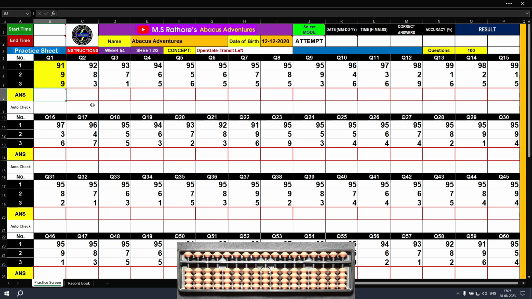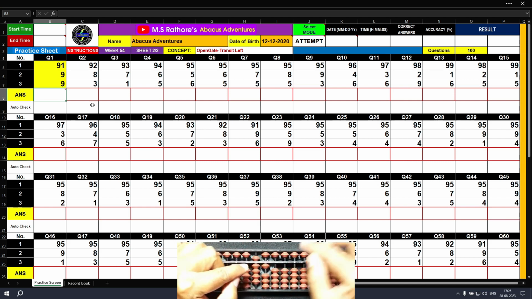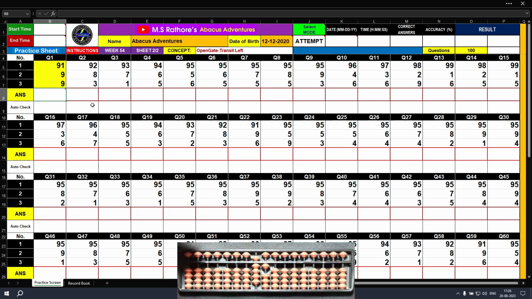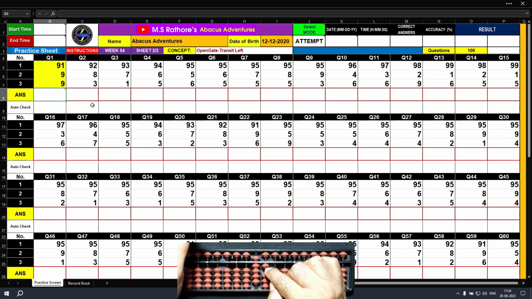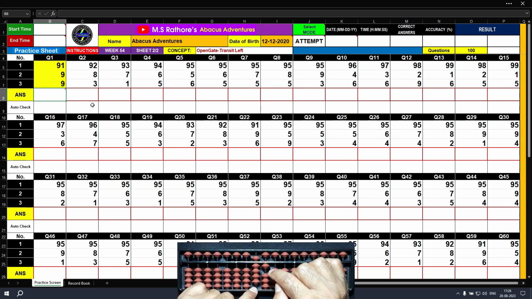The first value here is plus 90 plus 1. So I used my left hand and right hand as usual. Now the answer is 91. The next value is plus 9. If you remember, the formula of plus 9 equals minus 1 plus 10. Minus 1 can be done here, but plus 10 is not possible because 10 is not available on the 10th rod. All the beads are engaged here, so we cannot do a 10 directly on the 10th rod.